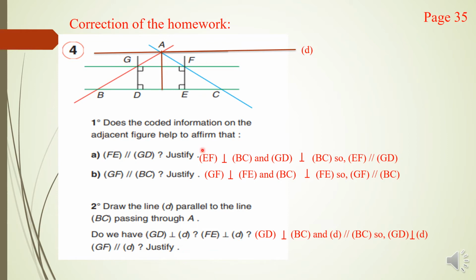FE perpendicular to D. The same: BC parallel to D. FE perpendicular to BC, so FE is perpendicular also to D. We write it like this: FE perpendicular to BC, D parallel to BC, so FE is perpendicular also to D.